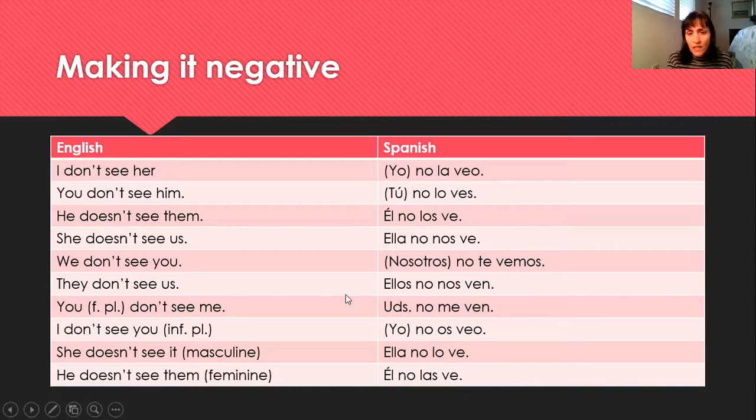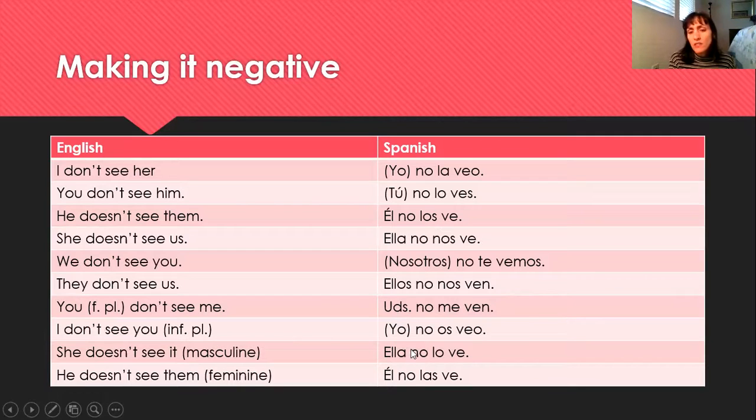We don't see you. Ellos no nos ven. Ven means they see. No ven means they don't see. No nos ven, they don't see us. Ustedes no me ven. You all don't see me. Yo no os veo. You can leave out the yo because veo always goes with yo. No os veo. I don't see all of you.